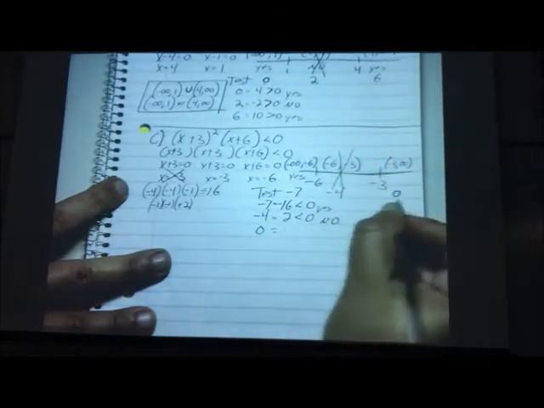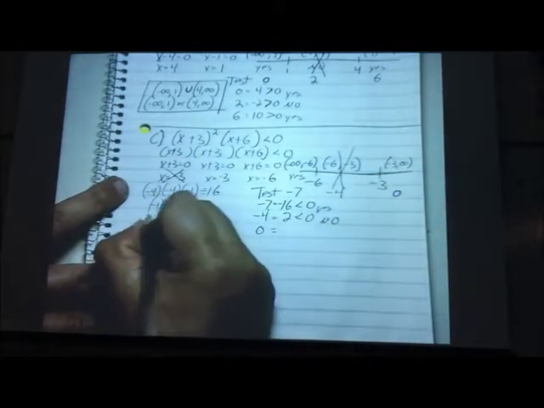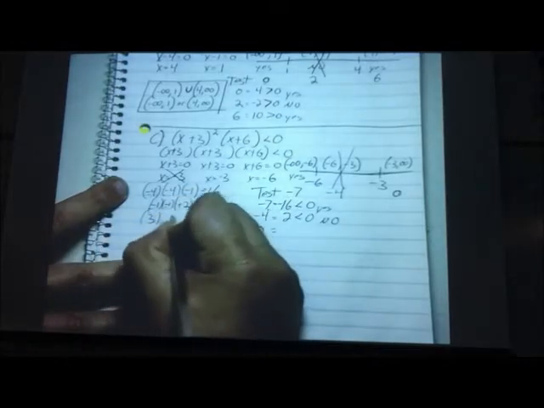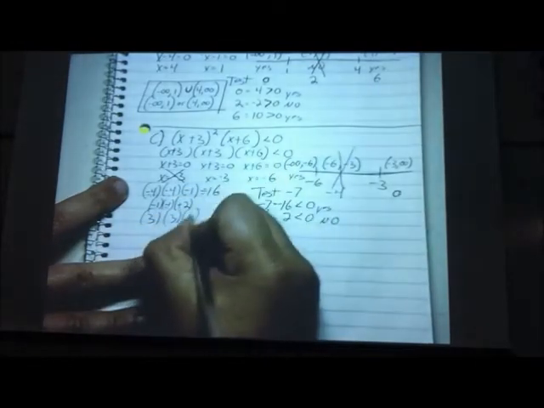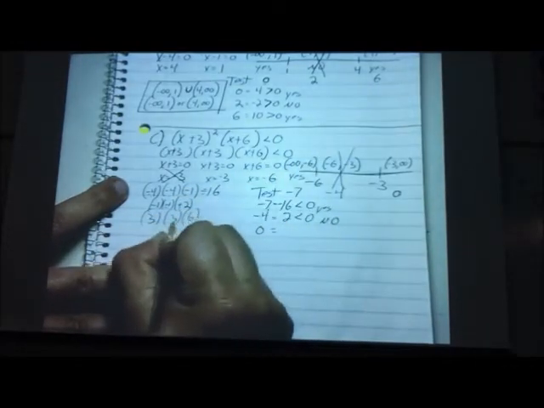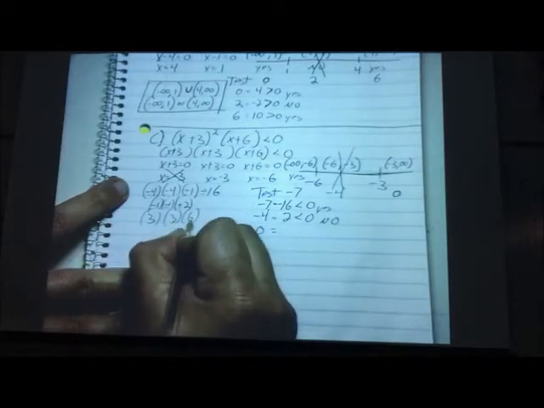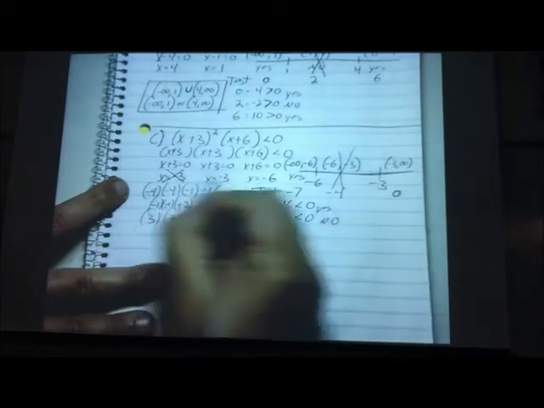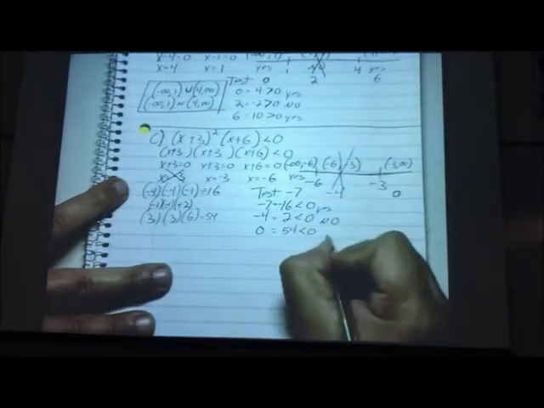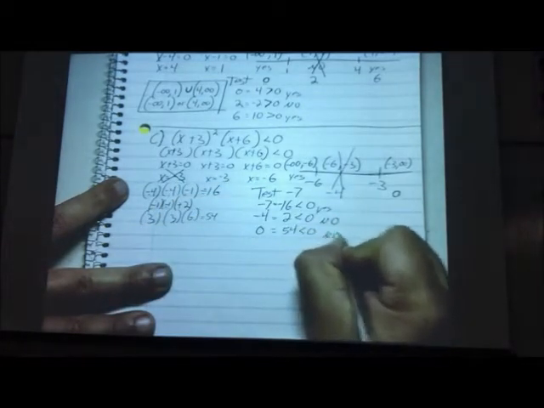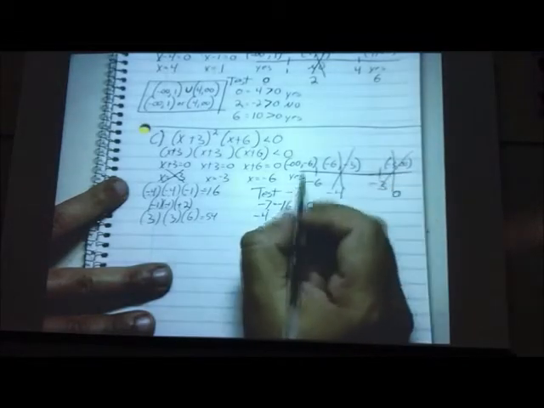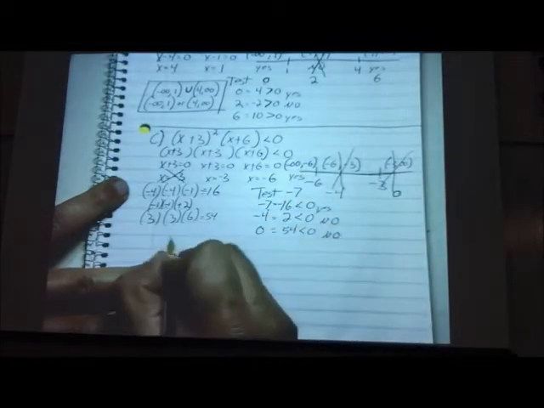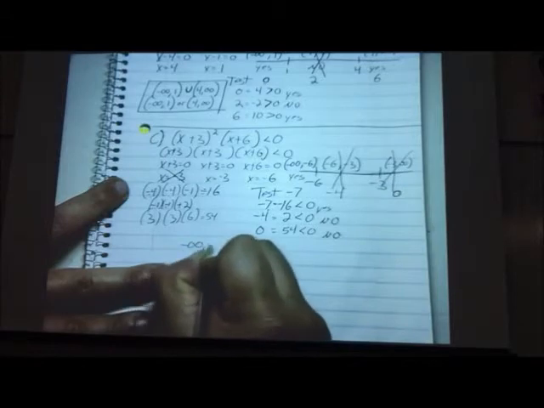The next one we have is 0. So we're going to have 3, 6. 3 times 3 is? 9. 9 times 6, 54. Is 54 less than 0? No. So here we have one answer, correct? Our answer is -infinity, comma, -6.